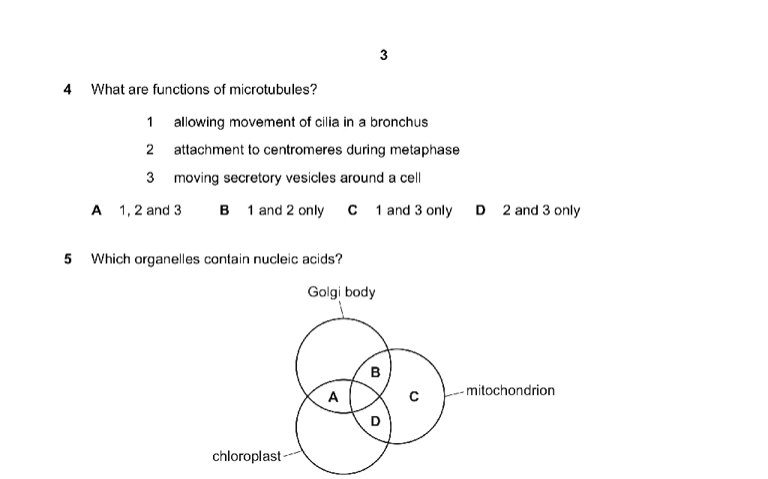Then what are functions of microtubules? Question number 4. Allowing movement of cilia in a bronchus, attachment of centromere to spindle at metaphase, moving secretory vesicles around a cell. Yes, all 3 of them. The answer is A. Please understand that microtubules and their functions are new in the syllabus since 2022, so you need to read it from the book.